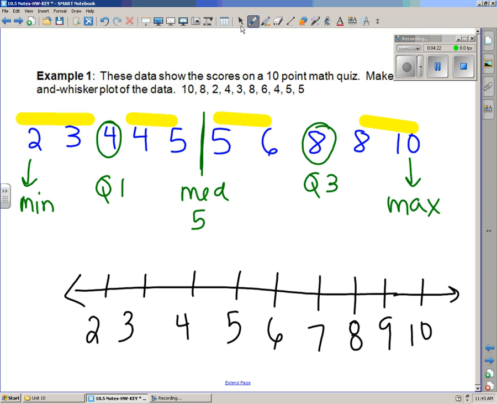So I'm going to plot the minimum point, which is a 2. Quartile 1, the number was a 4. The value for my median is a 5. The value for quartile 3 is an 8, and the value for my maximum is a 10.